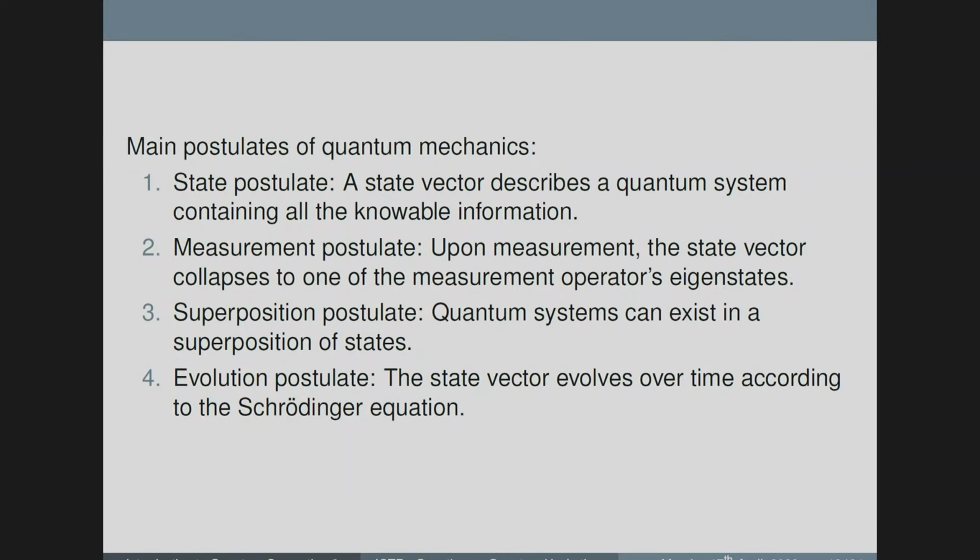So you know that there's the state postulate. A vector describes a quantum system. You have the measurement postulate, right? Until you measure something, you don't really know which state your system is in. It has to collapse. There's a superposition postulate I just talked about. The quantum system can exist in a superposition state of 0 and 1. And then you have the evolution postulate: your quantum state evolves over time, right? We typically use the Schrödinger equation to describe that.